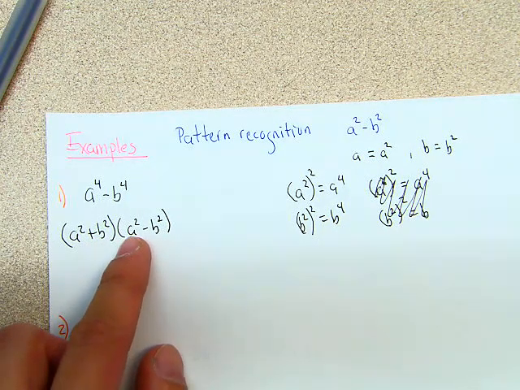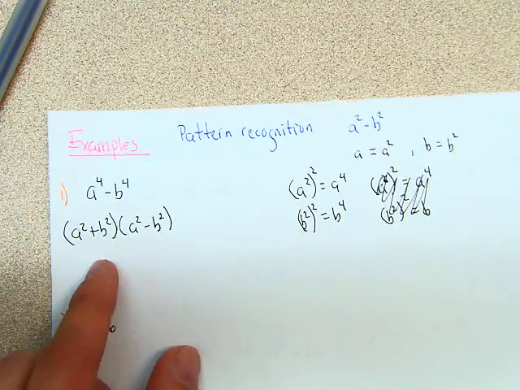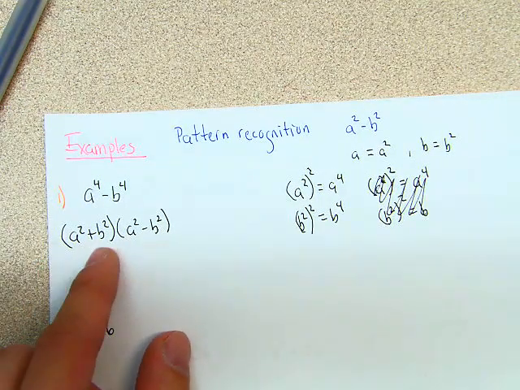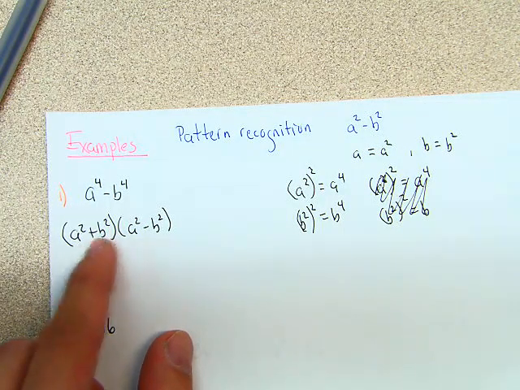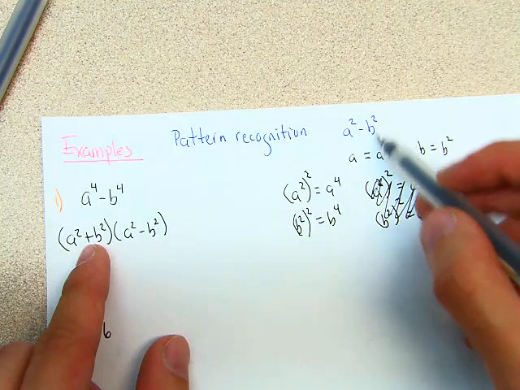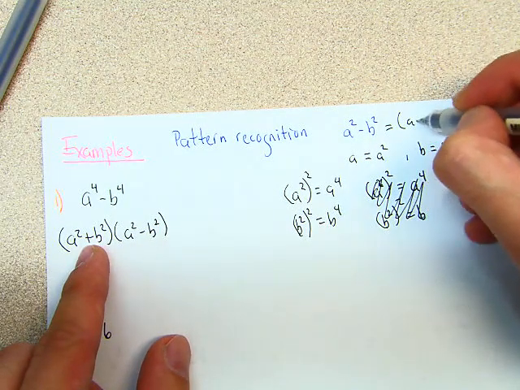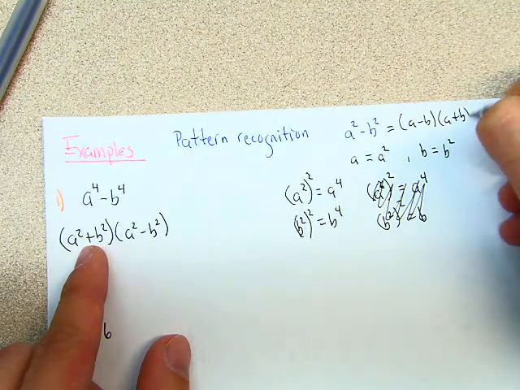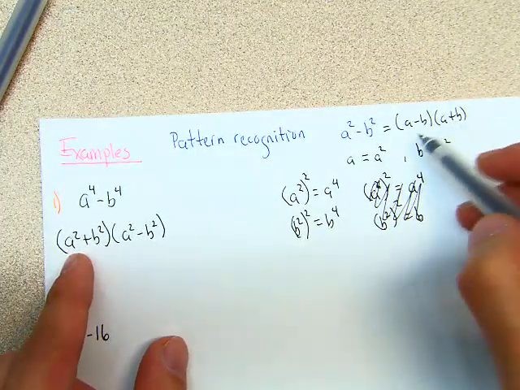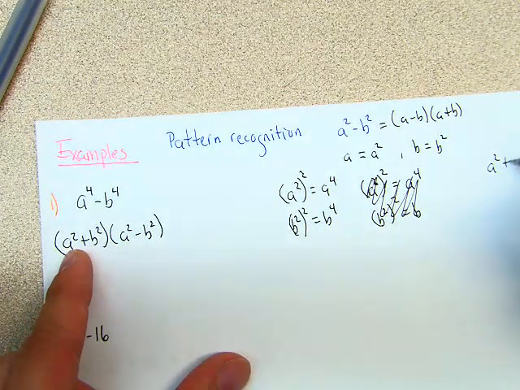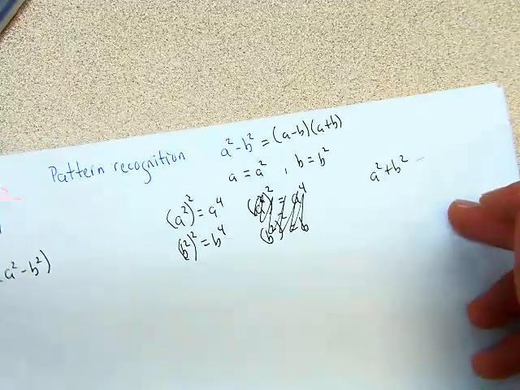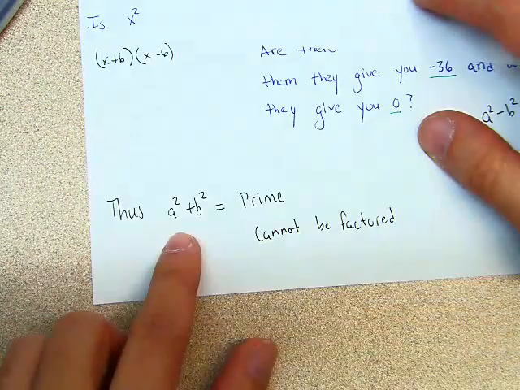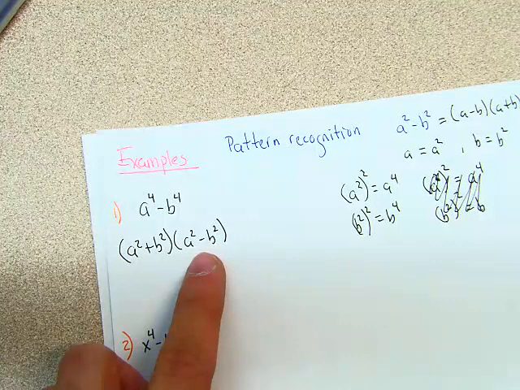Now, great, you think, oh, we're done, but let's see. Can we factor this anymore, this a squared plus b squared? Is it in the form of an a squared minus b squared where we can factor it, like a minus b or a plus b? No, we can't. This is in the form of a squared plus b squared. And we just said previously that this is what? This is prime, you can't factor this anymore. But this, you can factor.